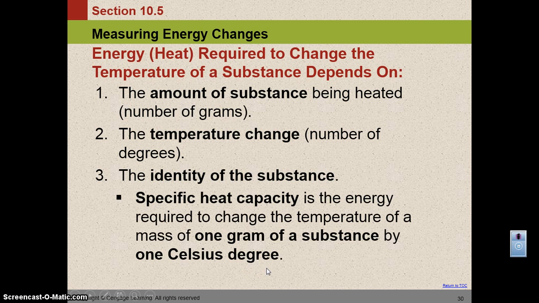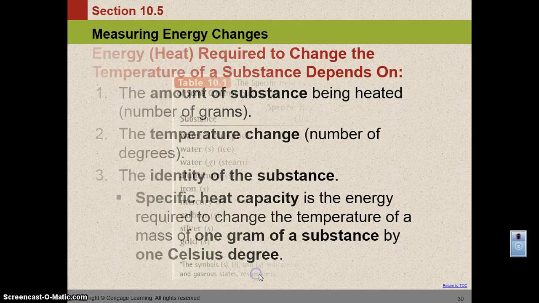So here's a general definition for specific heat capacity. It's the energy needed to change the temperature of a mass of 1 gram of a substance by 1 degree Celsius. So even though we just talked about the definition of a calorie, and that's the amount of energy needed to raise the temperature of 1 gram of water 1 degree Celsius, we can apply that thought process to any substance, but we don't call it a calorie because it depends on what substance. It's not water. So the specific heat capacity is going to be the amount of energy required to take the mass of 1 gram of a substance up 1 degree Celsius.